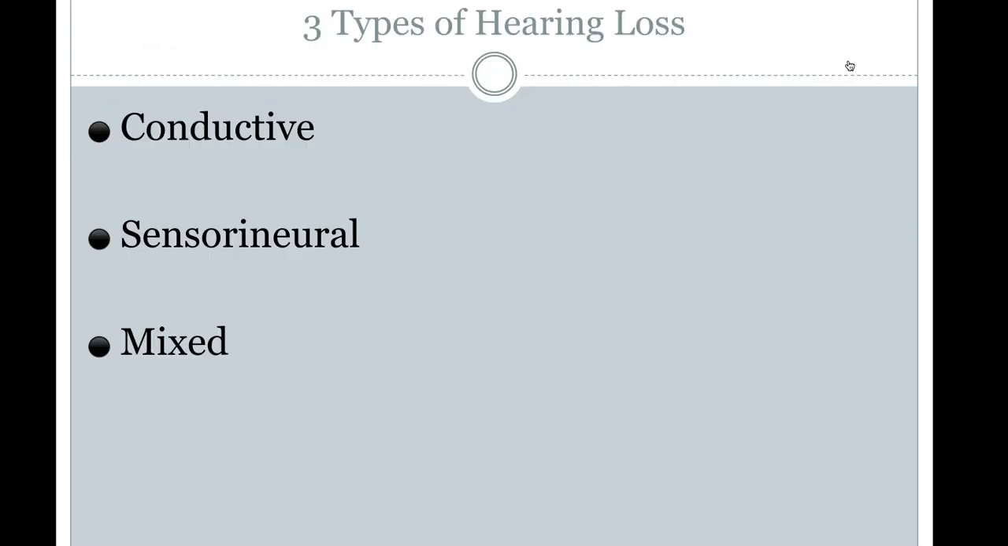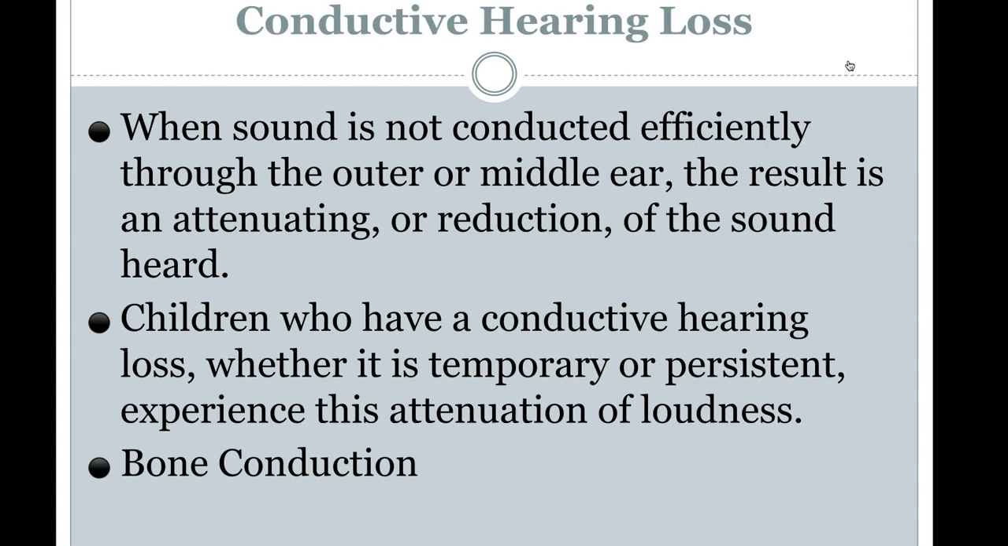There are three types of hearing loss: conductive, sensorineural, and mixed. Conductive hearing loss. When sound is not conducted efficiently through the outer or middle ear, the result is an attenuation, or a reduction, of the sound heard. Children who have a conductive hearing loss, whether it's temporary or persistent, experience this attenuation of loudness. So often these kids are able to hear, but it's much quieter than otherwise.